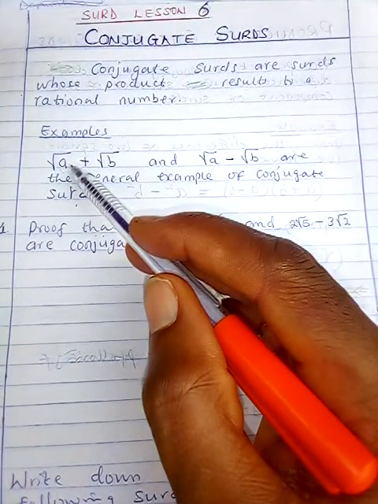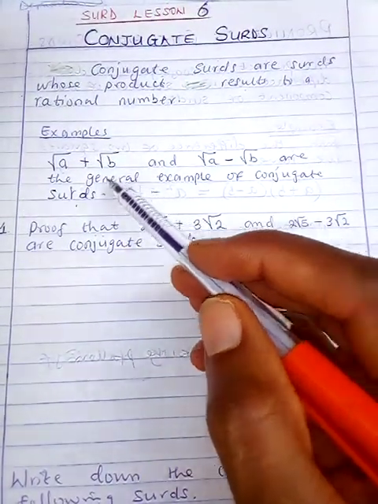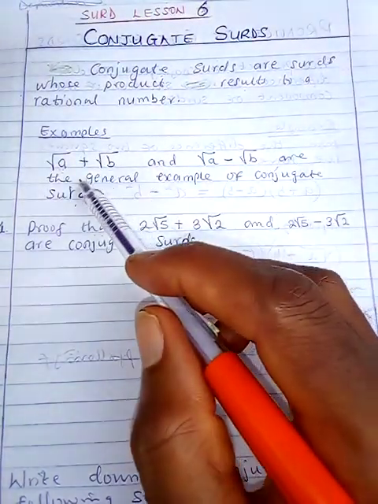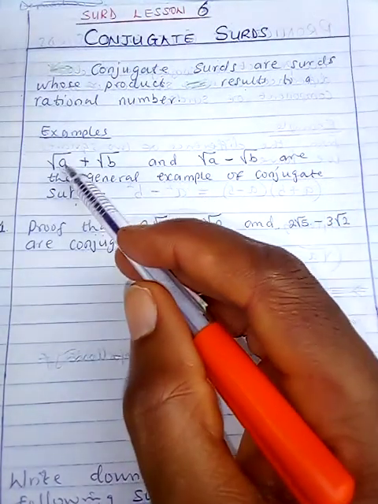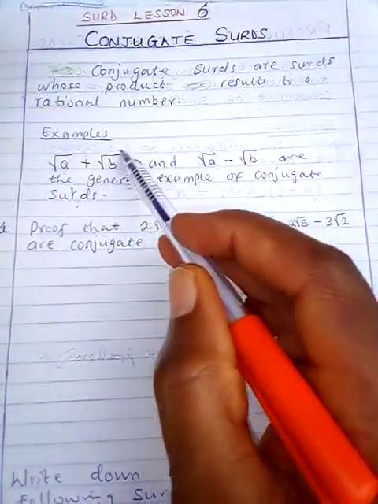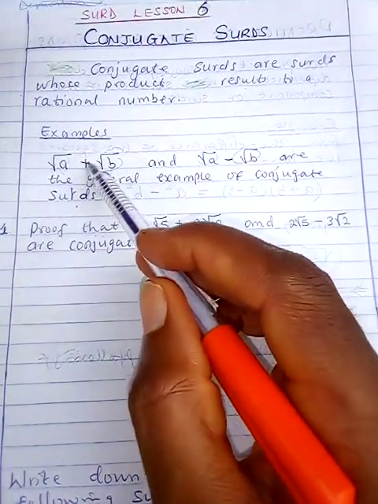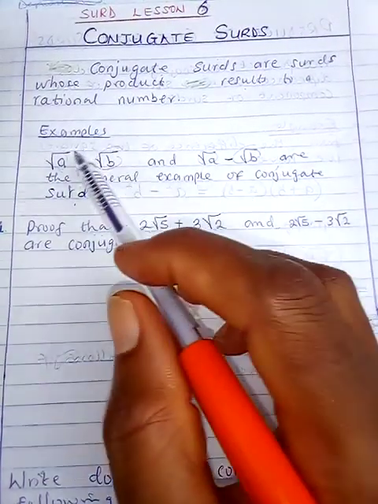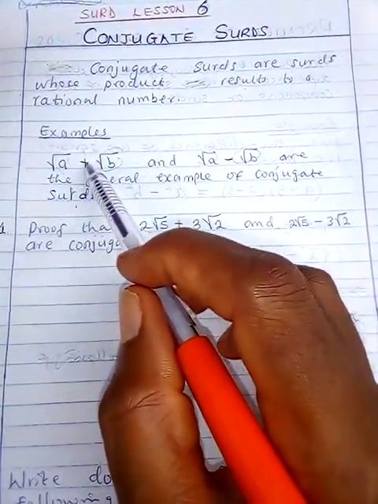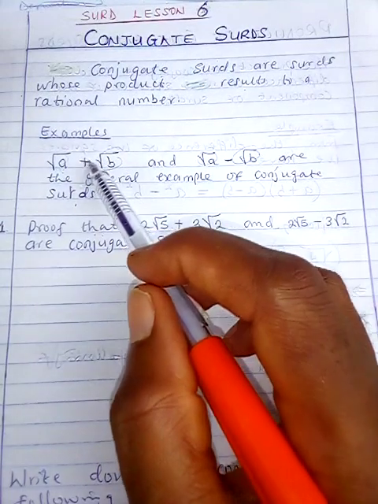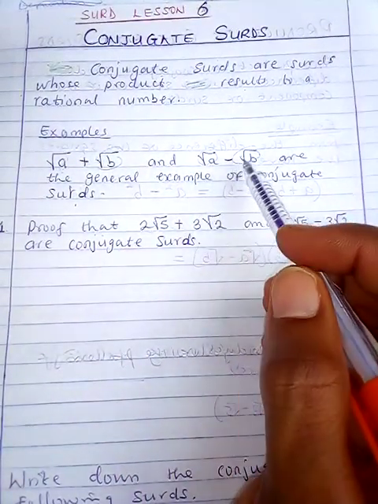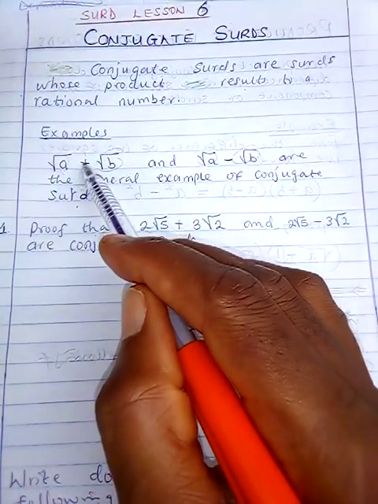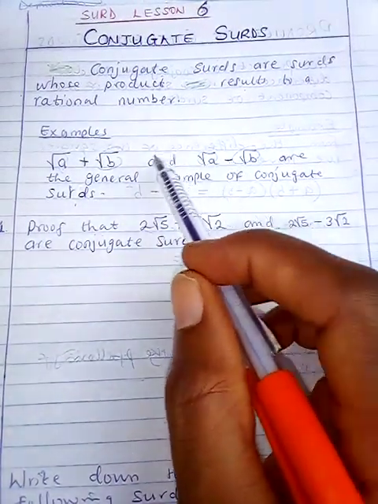And here we have an example. The general example of conjugate surds is like here we have surd A plus surd B, and then we have surd A minus surd B. If you see here, this surd is the same as this surd, and this is the same as this one. The only difference is that here is addition and this one is subtraction. So when you have surds that have the same elements but the operations are different, one is addition and one is subtraction, that gives you conjugate surds. When you have the same elements of surd, but one is an additive surd and the other is a subtractive surd, those surds are conjugate.